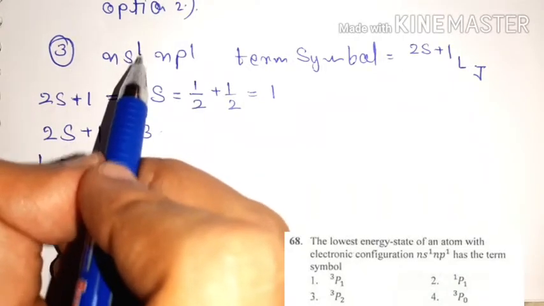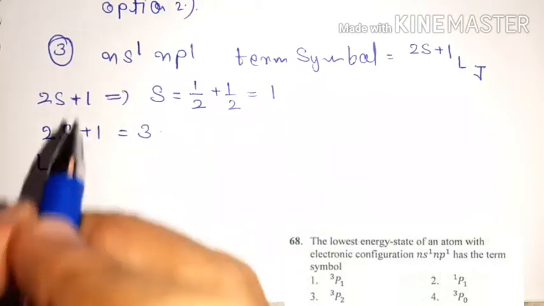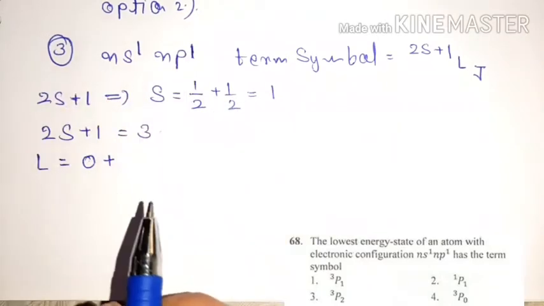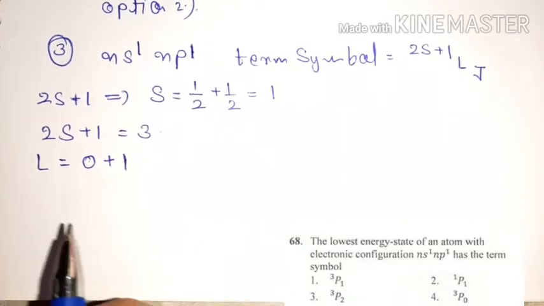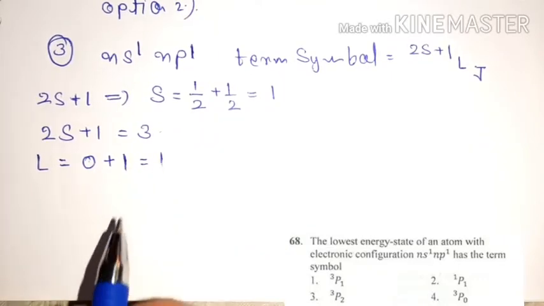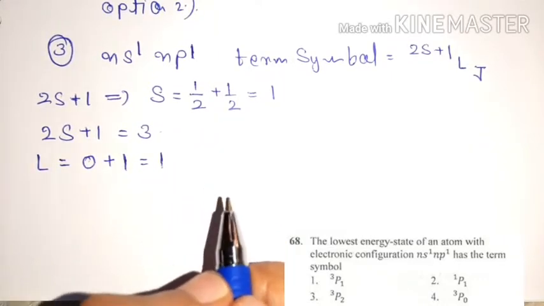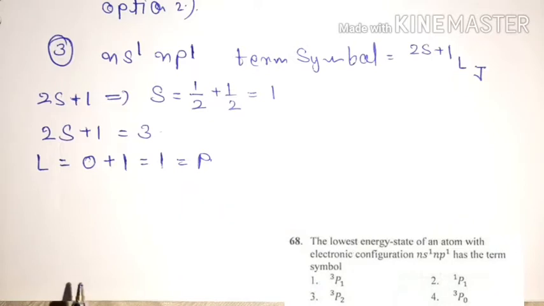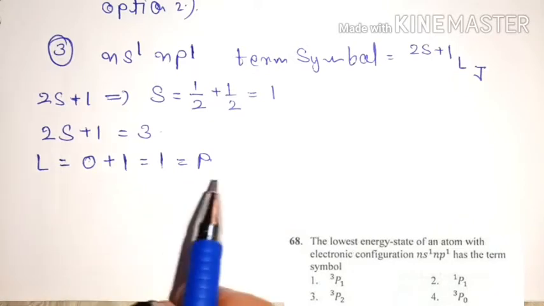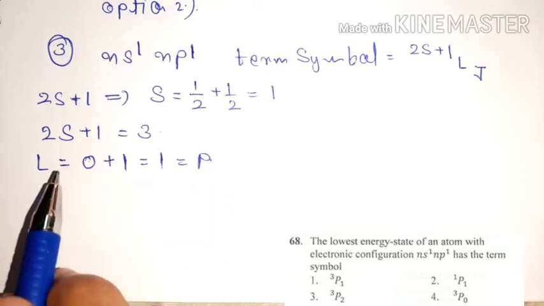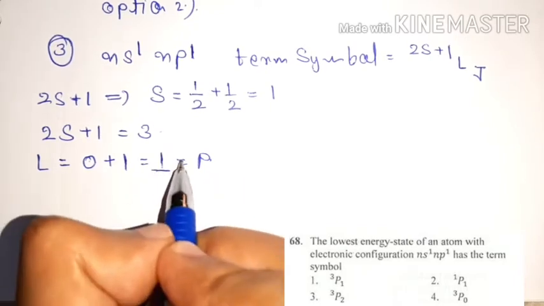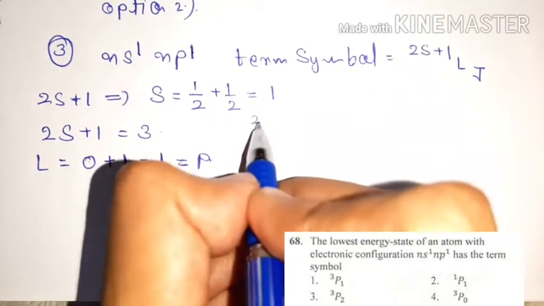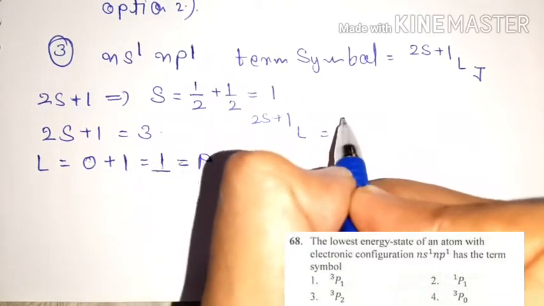See, the first unpaired electron is present in the s orbital, and the value of L for the s orbital is 0. The next electron is present in the p orbital, and the value of L for p is 1. So the value of L is 1. Friends, the value of L = 0 is for s, 1 is for p, 2 for d, and 3 for f. So here the value of L is 1, so it will be p. So we have the term symbol 2S plus 1 L, which will become 3P.